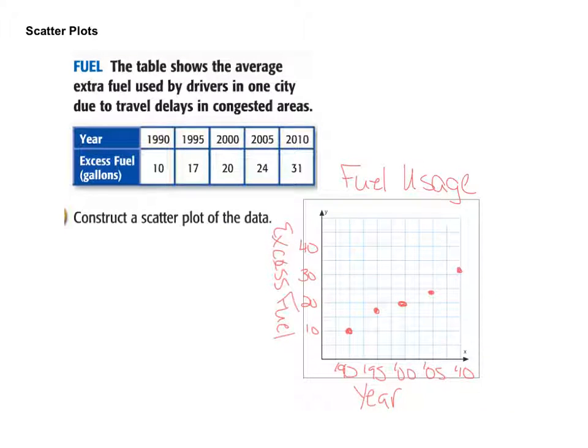So you might have scaled your graph a little differently. I've got year on the x-axis, fuel on the y-axis, and I've plotted my points. Also notice I have a title. So compare yours. It may look a little different, but should look similar to mine.